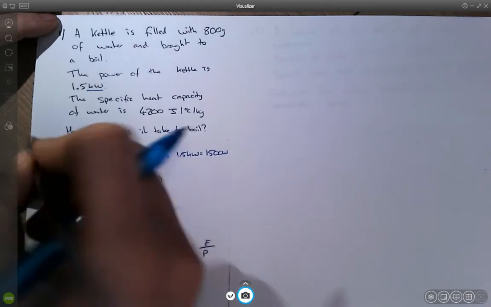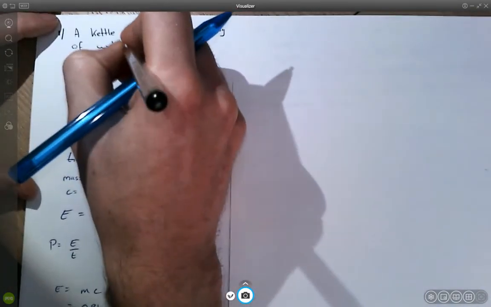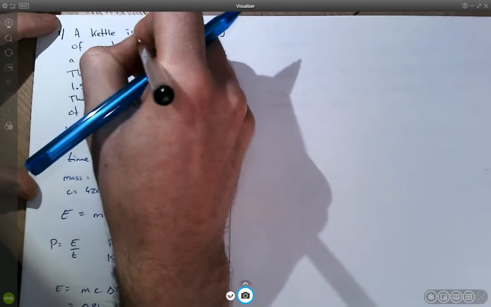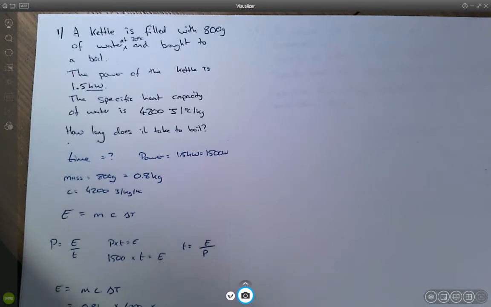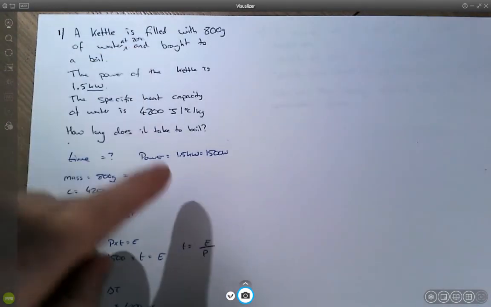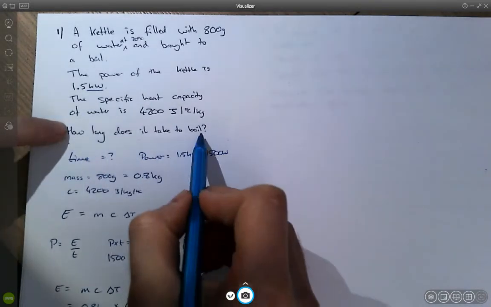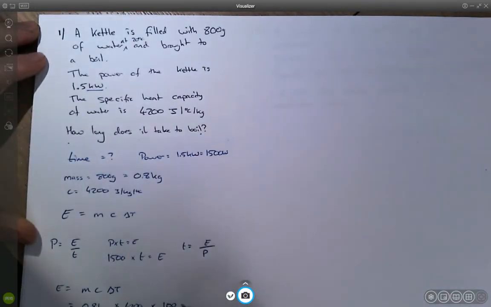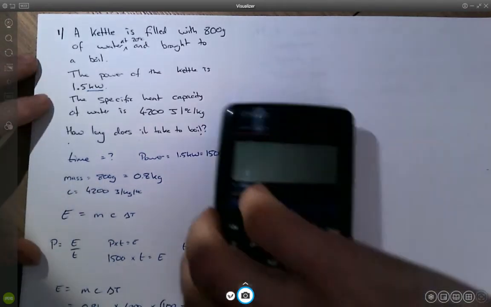So it should have said water at 20 degrees Celsius, right? And they will always tell you that in a properly written question. So our temperature change is our boiling temperature, which is obviously 100. And again, sometimes they'll write it like that to try and catch you out. Minus 20 degrees.